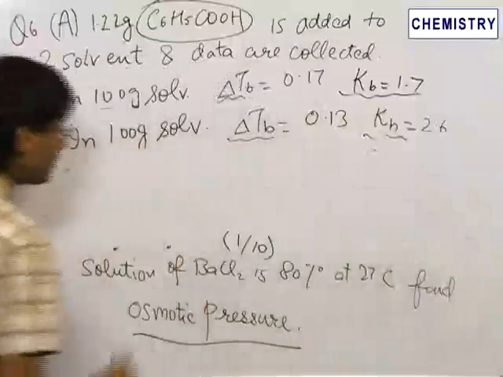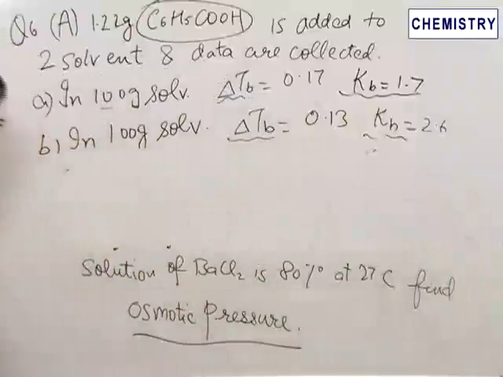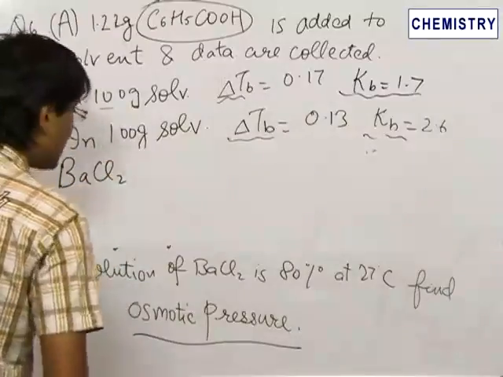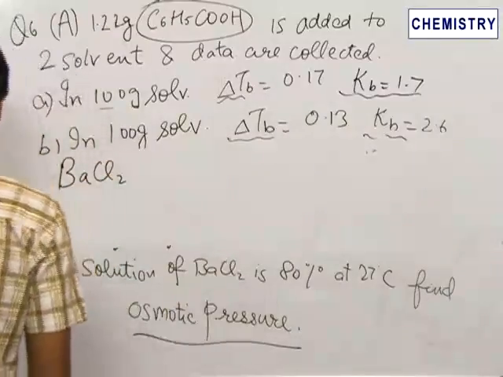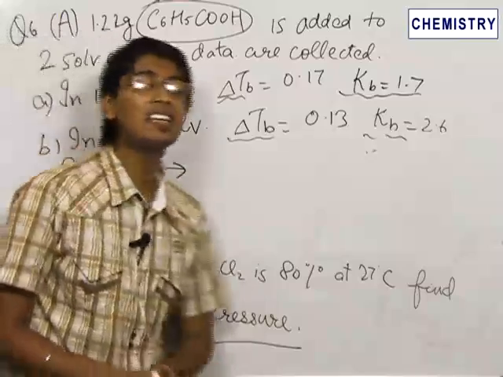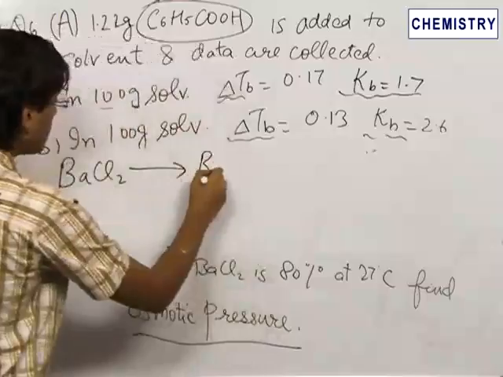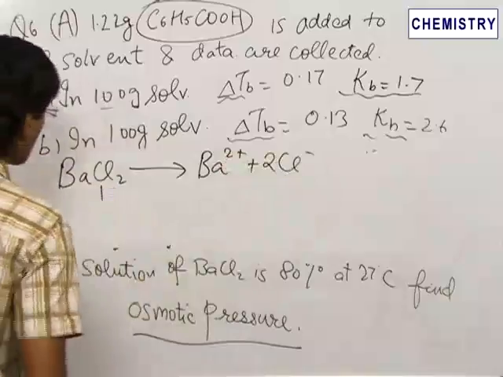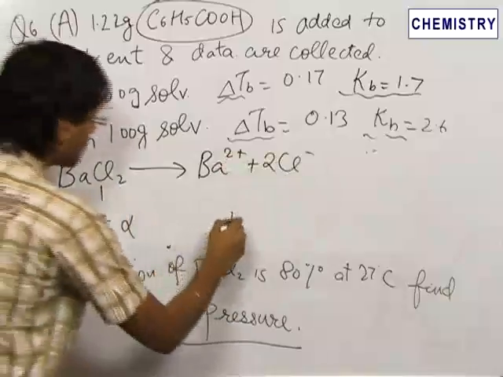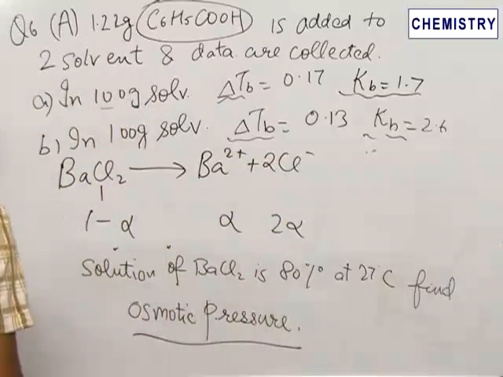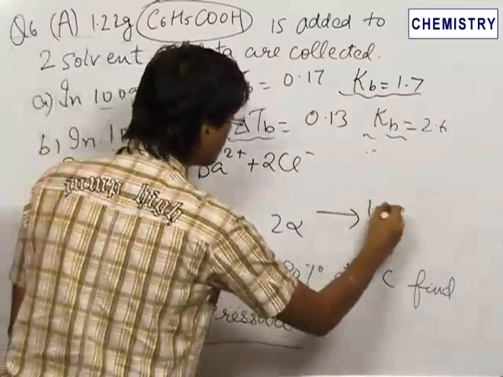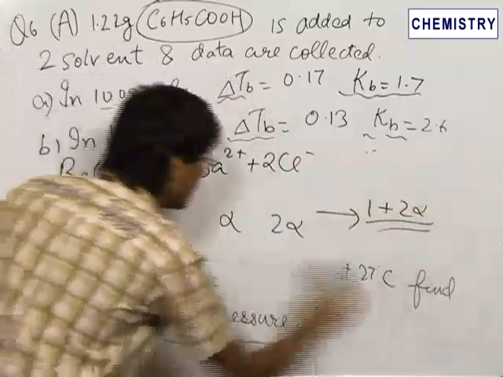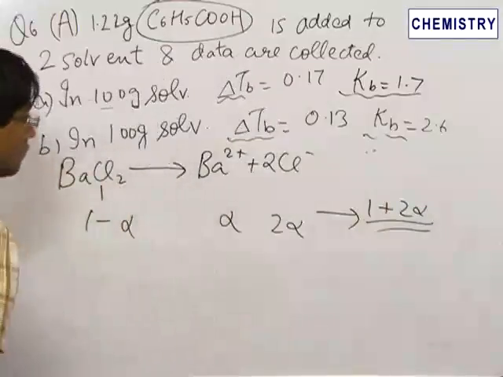For the second part, we are given that the degree of ionization for a decinormal solution of barium chloride is 80% at 27 degrees Celsius, and we need to find the osmotic pressure. Now, barium chloride, being an electrolyte, dissociates in aqueous solution to give barium ions and chloride ions. If the initial number of moles of barium chloride is 1, this becomes 1 minus alpha, alpha and 2 alpha. Hence, the final number of moles becomes 1 plus 2 alpha. Alpha is given to be 80% at 27 degrees Celsius. We'll put the value of alpha afterwards.